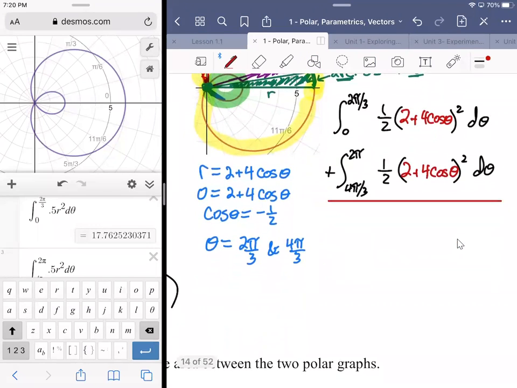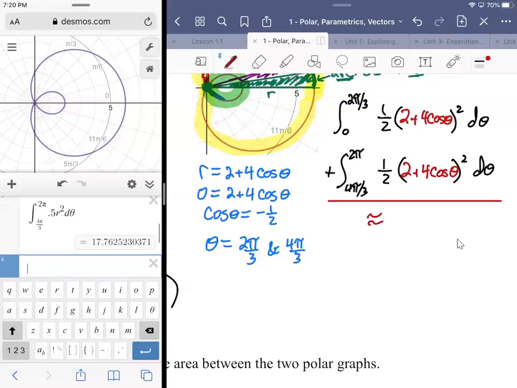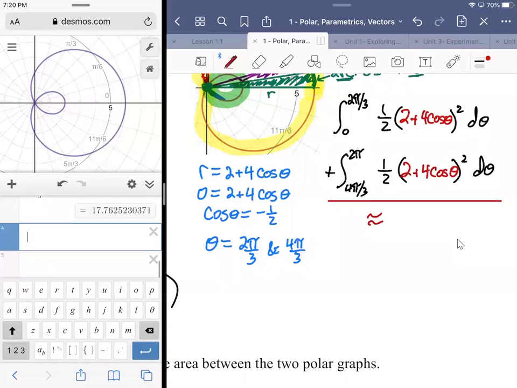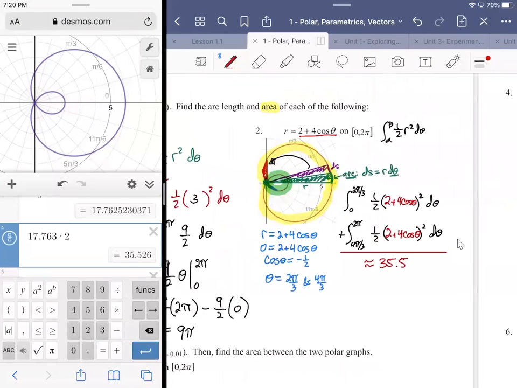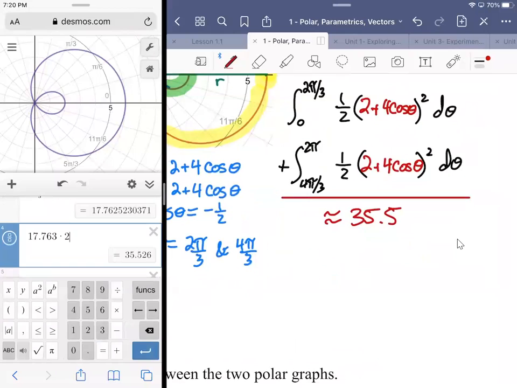So you run the numbers, you get all the values, and you can just kind of crunch it out here. We're looking at 17 and change times 2. I'm just shorthanding it, 17.763 times 2. Here, we're talking about 35.5 square units. They did not give us any units to play off of here, so square units.